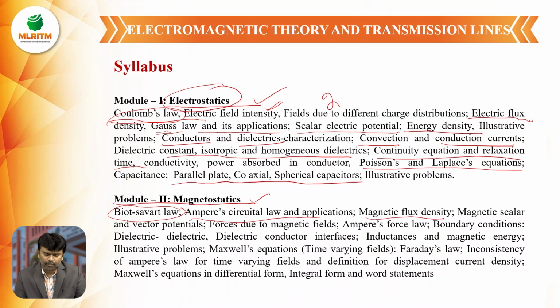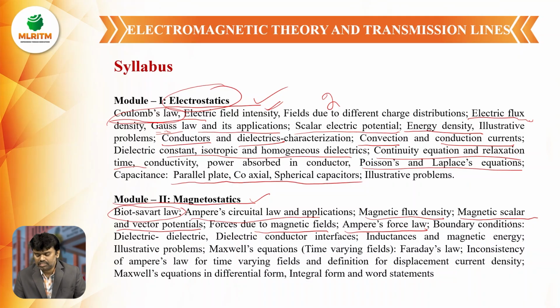Electric flux density, like here, magnetic flux density. So the second module is completely about magnetostatics, nothing but magnetic fields of a charge. Here the magnetic field has both direction and magnitude. So that's why we will discuss the magnetic scalar and vector potentials. Next, what are the forces due to magnetic field? We have different forces due to magnetic fields that may be discussed in Ampere's force law. Mainly we will discuss the boundary conditions in the magnetostatic fields.